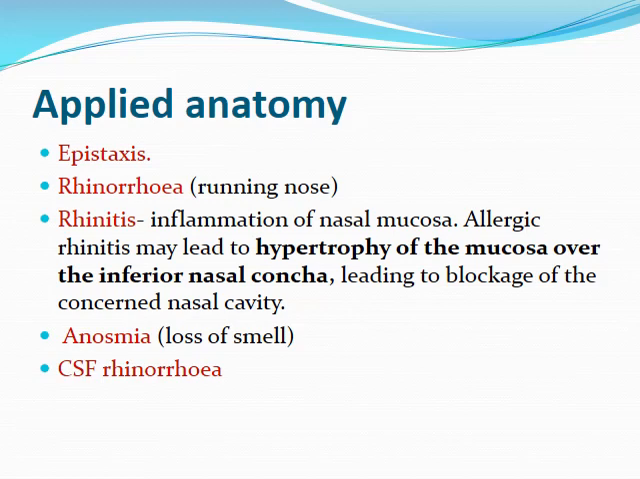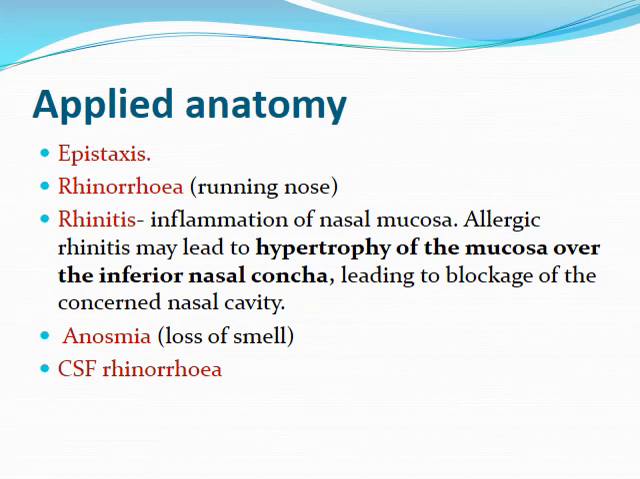Now, allergic rhinitis may lead to hypertrophy of the mucosa over the inferior nasal concha, leading to blockage of the concerned nasal cavity. So, in minor hypertrophy, it could be treated with conservative treatment, but if the hypertrophy is large, causing blockage of the nasal cavity, then it might need some surgical intervention. Anosmia means loss of smell, and it may occur due to damage to the olfactory nerve cells.